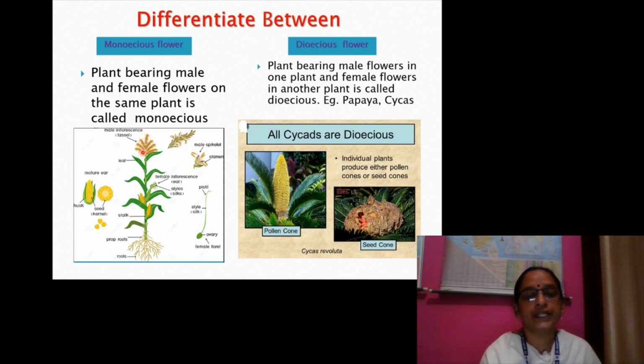Here male flowers are growing. From here what do you understand? In the case of monoecious plants, male flowers and female flowers are growing separately on the same plant.